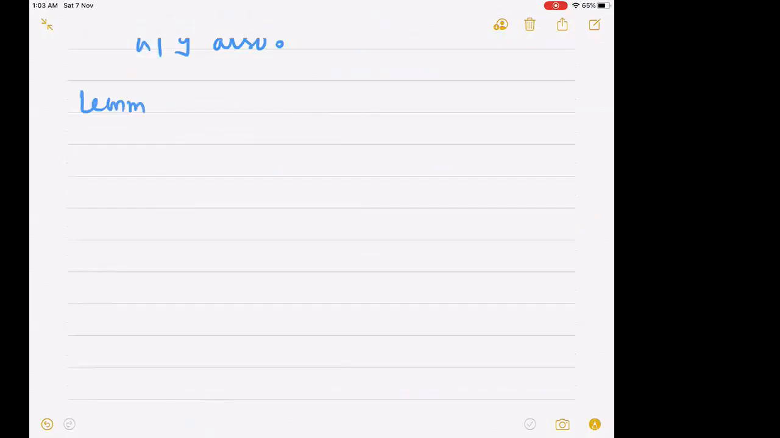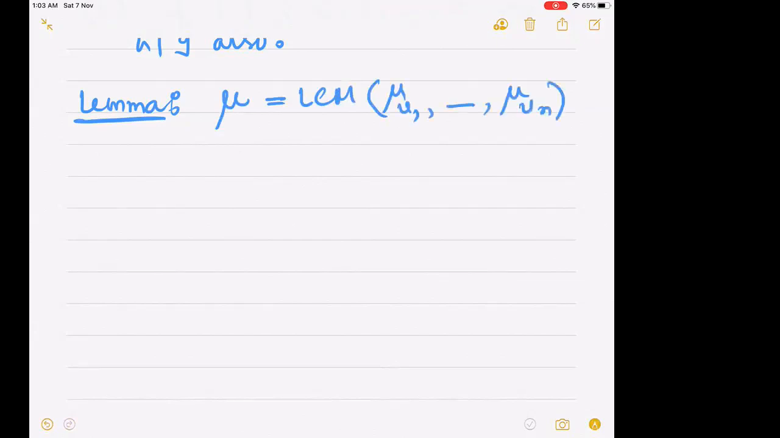Lemma: mu must be the LCM of mu_v1 up to mu_vn. Is that all right? How do I prove this? Proof of two polynomials being equal often is done by saying that one divides the other, right? And because we are insisting on monicness, this is monic, this also is monic. So when one divides the other, it must be that same polynomial. Two monic polynomials will divide each other if and only if they are the same polynomials, right?